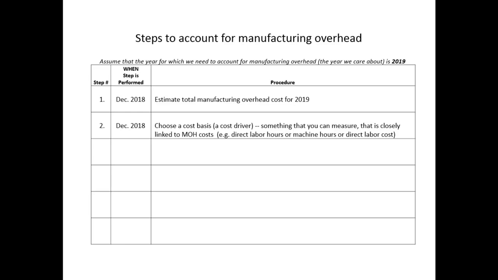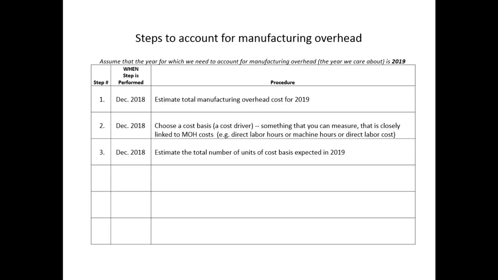Step 3, again, is done before we get to the year we care about, 2019. So in December of 2018, we need to estimate the total number of units of the cost basis we expect to have in 2019. For example, if in step 2, we decided to use direct labor hours as our cost basis, then in step 3, we estimate how many direct labor hours we'll use in 2019.